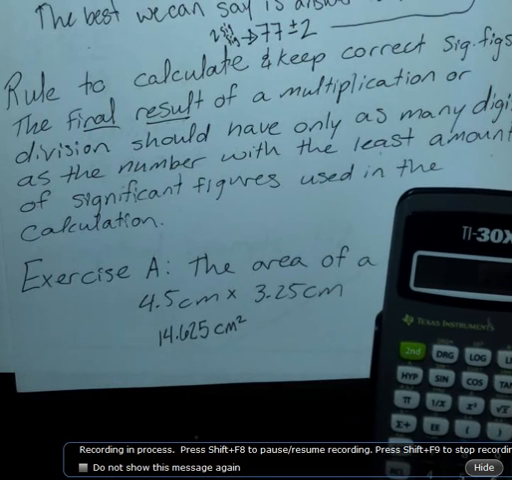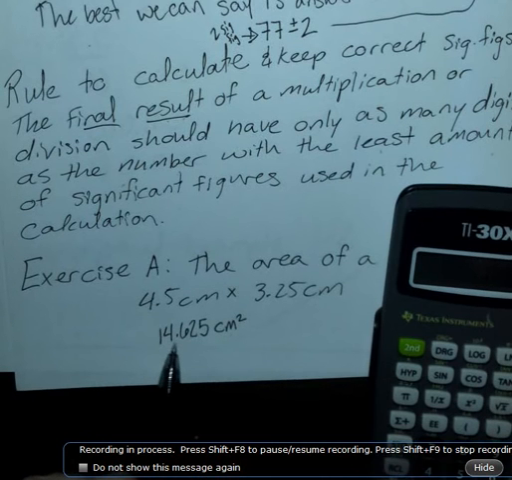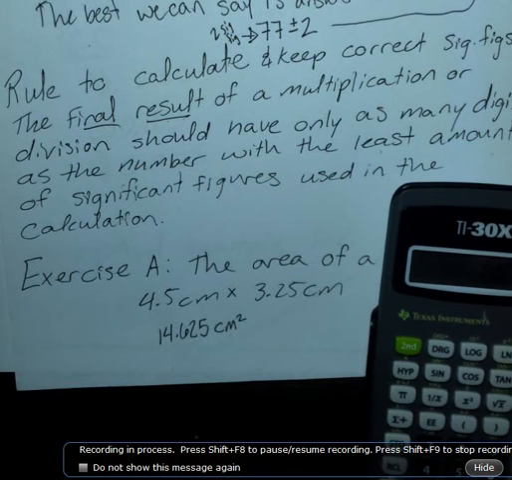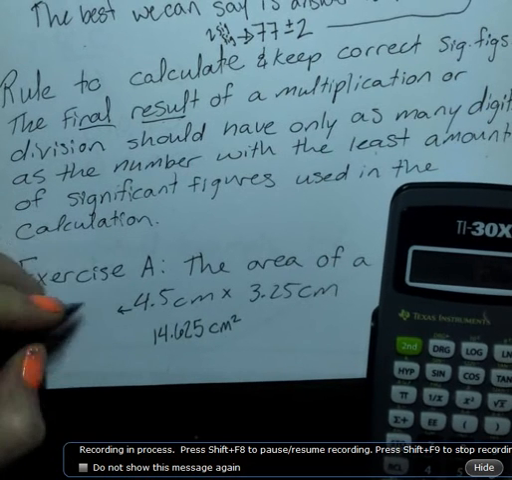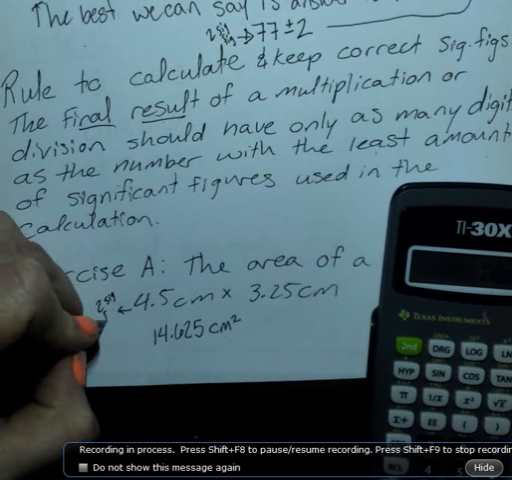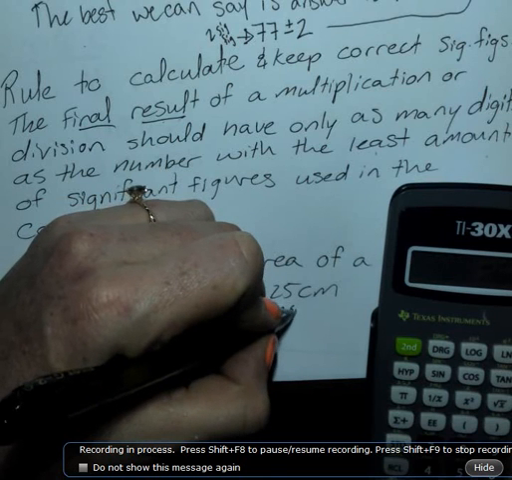Now, this answer right here has 1, 2, 3, 4, 5 significant figures. And given the range calculation that we did before, we could say pretty certainly that this answer has too many significant figures. So we're going to truncate it just based off of the number of significant figures in the measurement values that we're limited by. 4.5 centimeters has 2 significant figures. And 3.25 has 3 significant figures.